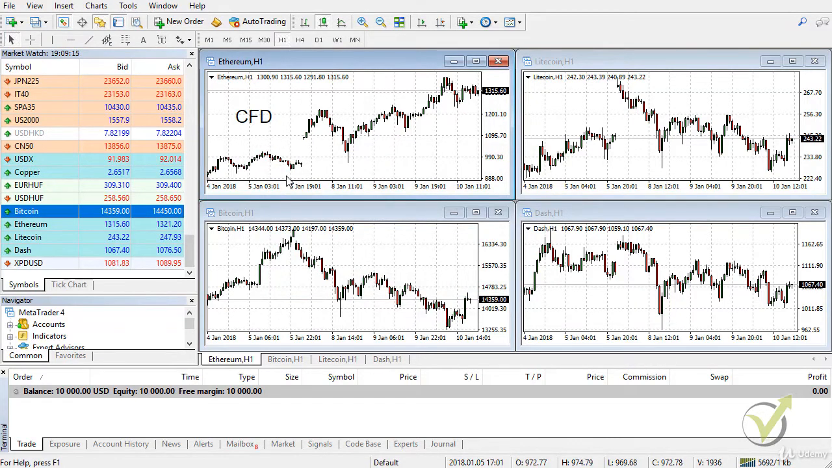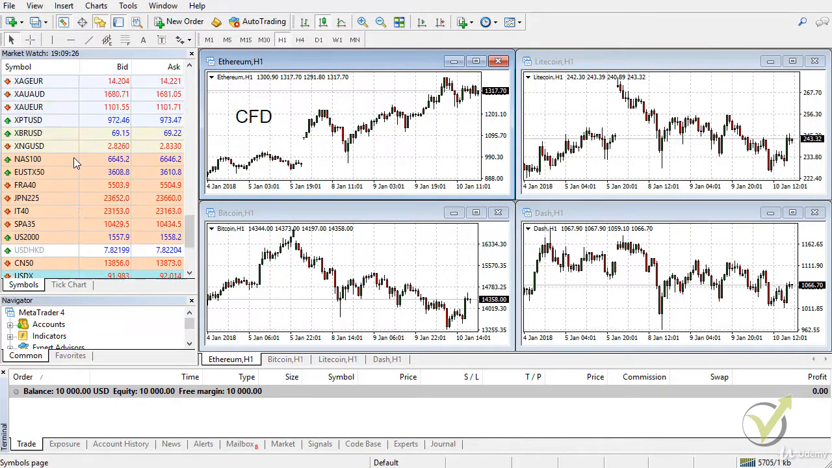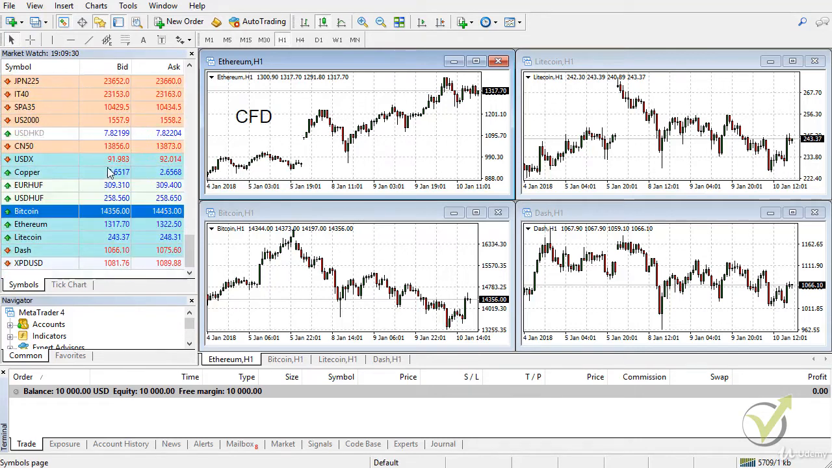This means that when we are trading, we don't actually buy Bitcoin, Ethereum, Litecoin, Dash. We don't actually buy copper or gold or any index or any currency on the top, but what we do is we make a contract for difference with our broker.